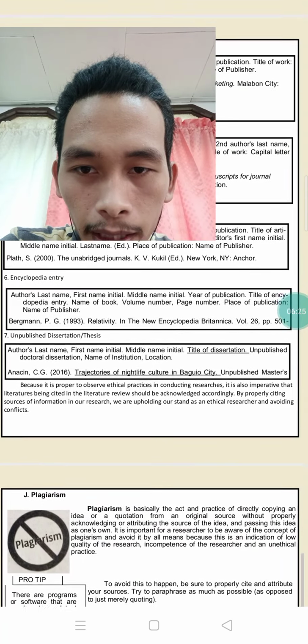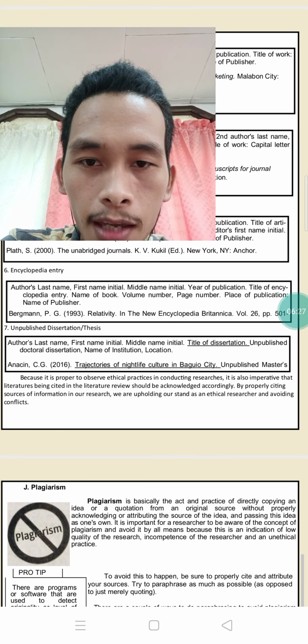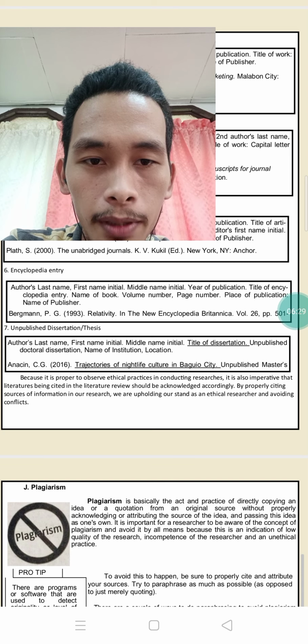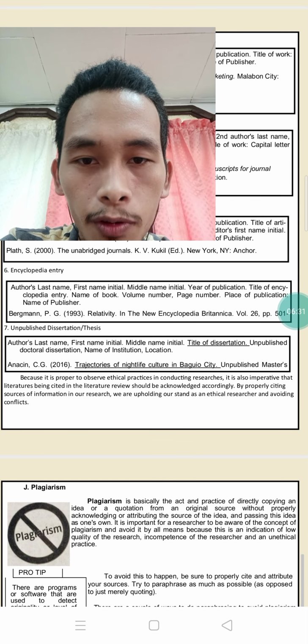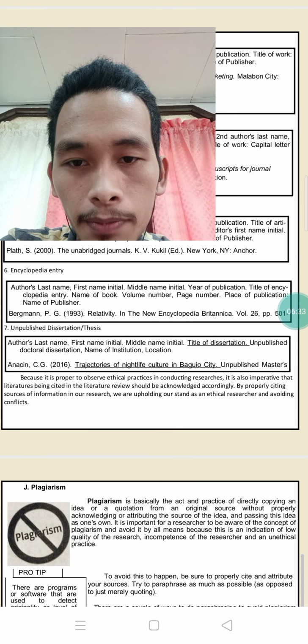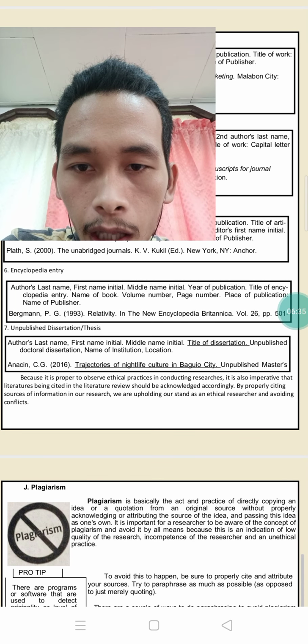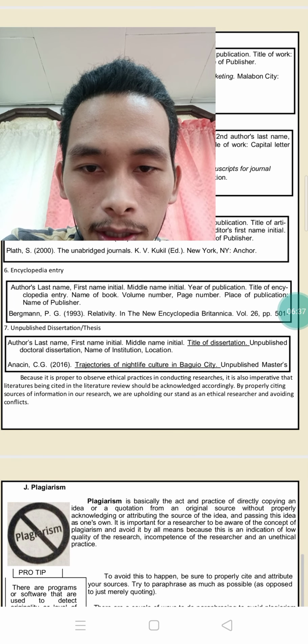Okay, for encyclopedia entry: author's last name, first name initial, middle name initial, year of publication, title of encyclopedia entry, name of book, volume number, page number, place of publication, name of publisher. Example: Bergman, PG, 1993, Relativity, the title of encyclopedia entry.